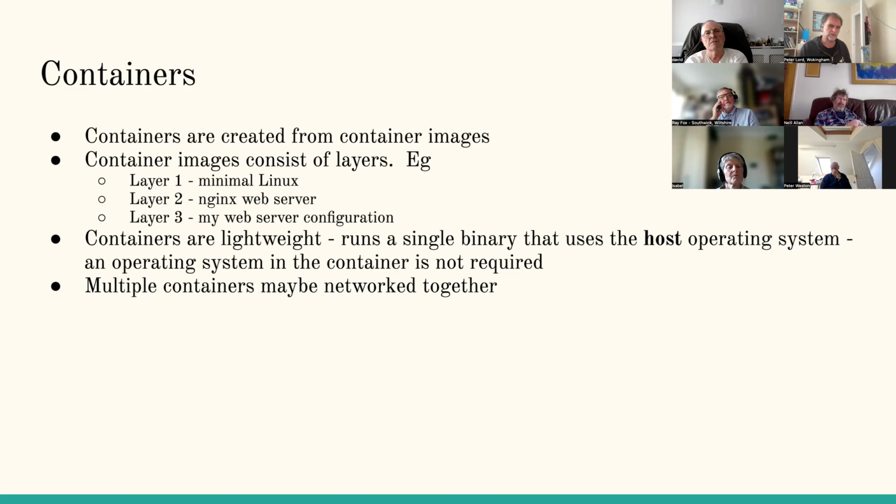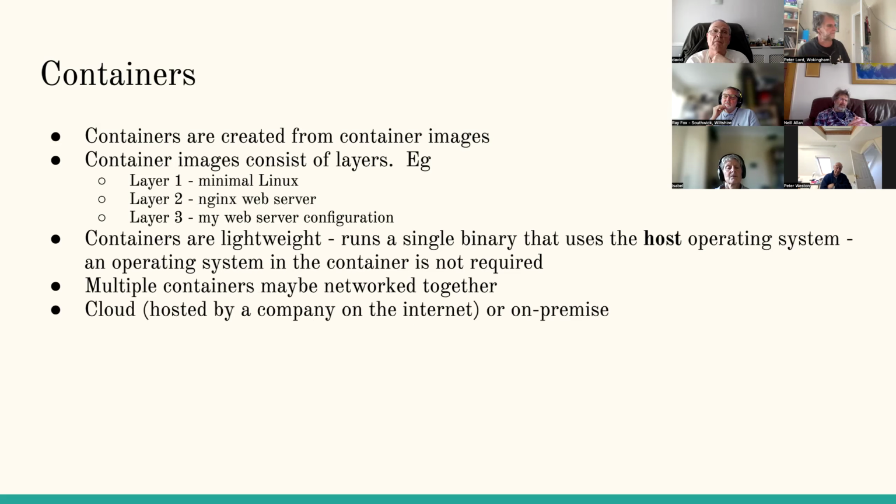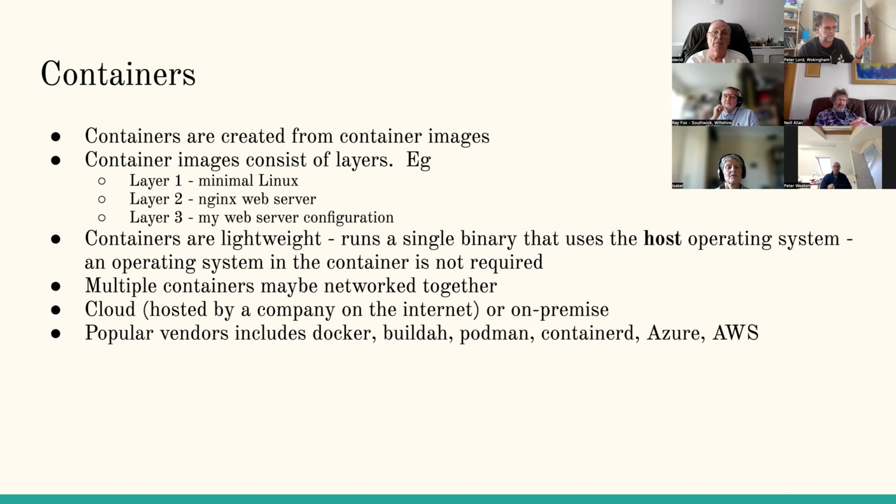And of course, multiple containers may be networked together. What it's really about is access control. It's about security between running containers. Sometimes you want to create an application that consists of several parts. You might have a web server and a database, and you might run these in 2 separate containers and then network them together. It can be cloud hosted or on-premise, of course. And popular vendors include Docker, Buildah, Podman, Containerd, and so on and so forth.